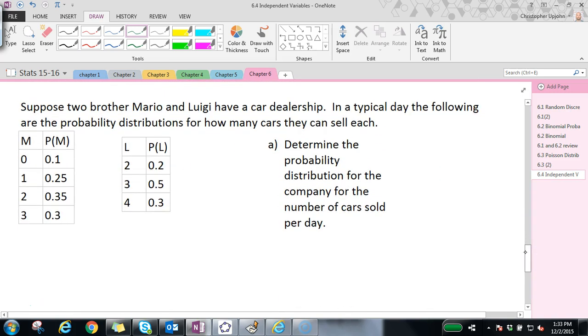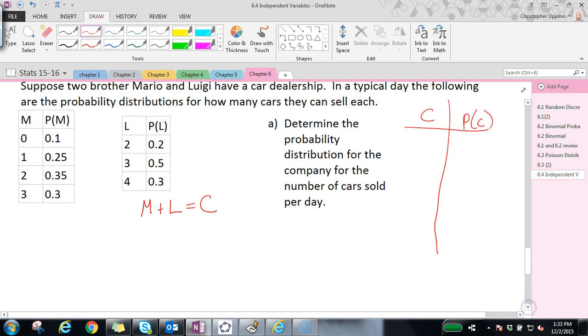Now suppose two brothers, Mario and Luigi, have a car dealership. In a typical day, the following are the probability distributions for how many cars they can each sell. Determine the probability distribution for the company from the number of cars sold per day. So our new set, we're putting two sets together, M and L, and we're going to call it C for cars. So we need to find all the combinations, and there's quite a few that overlap, and this is where it gets rough.